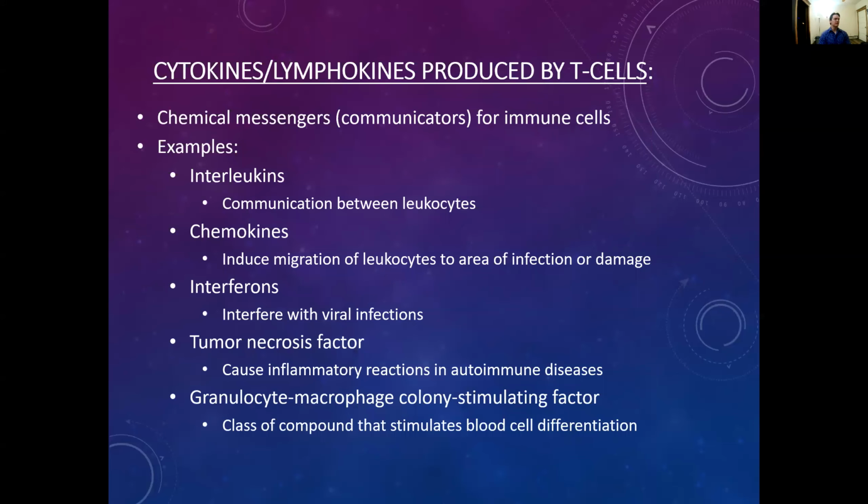Okay, cytokines and lymphokines produced by T cells. So these are essentially chemical messengers for immune cells. There are a few examples here. You have your interleukins, which aid in communication between different leukocytes, leukocytes being white blood cells. You have chemokines, they induce migration of leukocytes to an area of infection or damage. You have interferons, they interfere with viral infections.